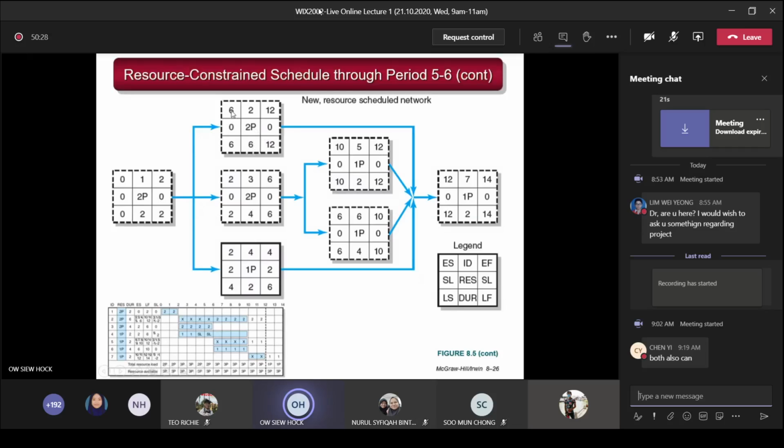You solve the problem by delaying this activity here. You are no longer putting 2 here because of the resource constraint. So you delay it, so it starts from 6 instead of the original 2. You understand? These two start together, but this one was delayed until 6. By doing this, you end up with 14 here. And this chart is called a resource schedule network. You see, this is a network diagram, but it is based on resource scheduling. You understand now? Okay.